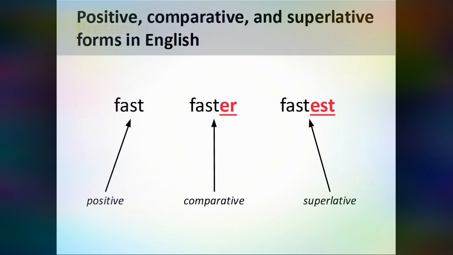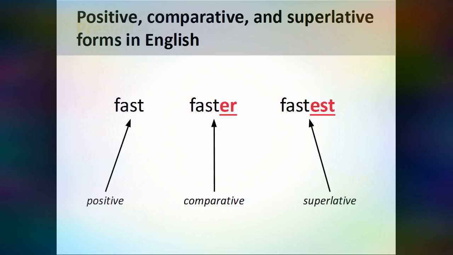When adjectives are used to compare between two persons or things, the comparative form of the adjective is used. In English, the comparative is usually formed by adding the suffix er to the positive form of the adjective. You can see the comparative form of fast, or faster, on the screen.